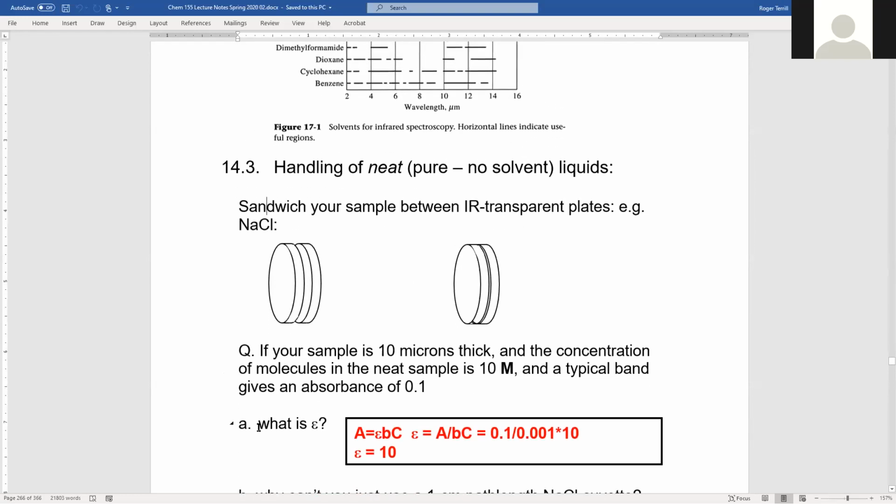Another way to do it is to use infrared transparent plates, and sodium chloride is a very common choice here.